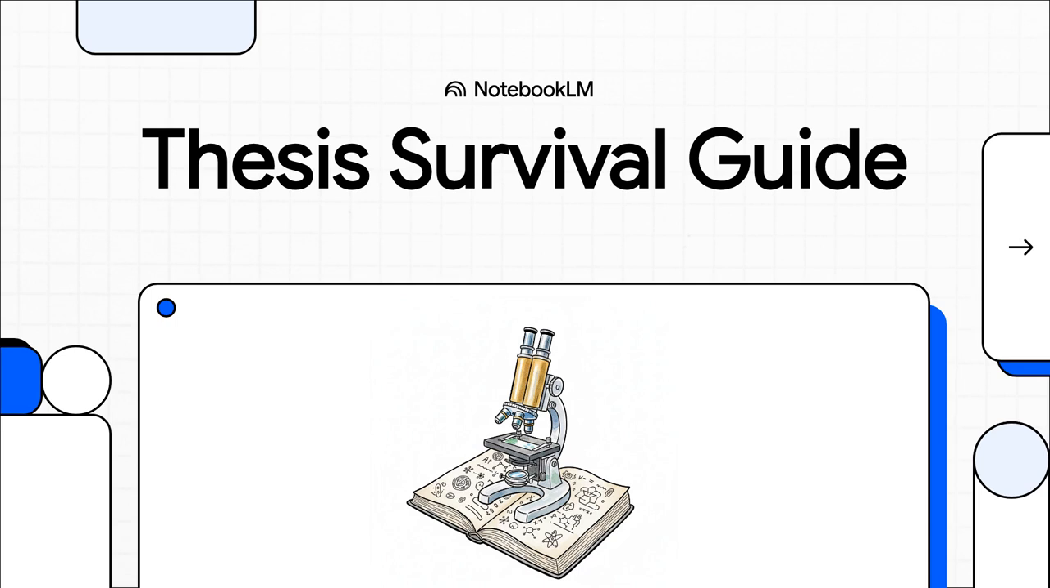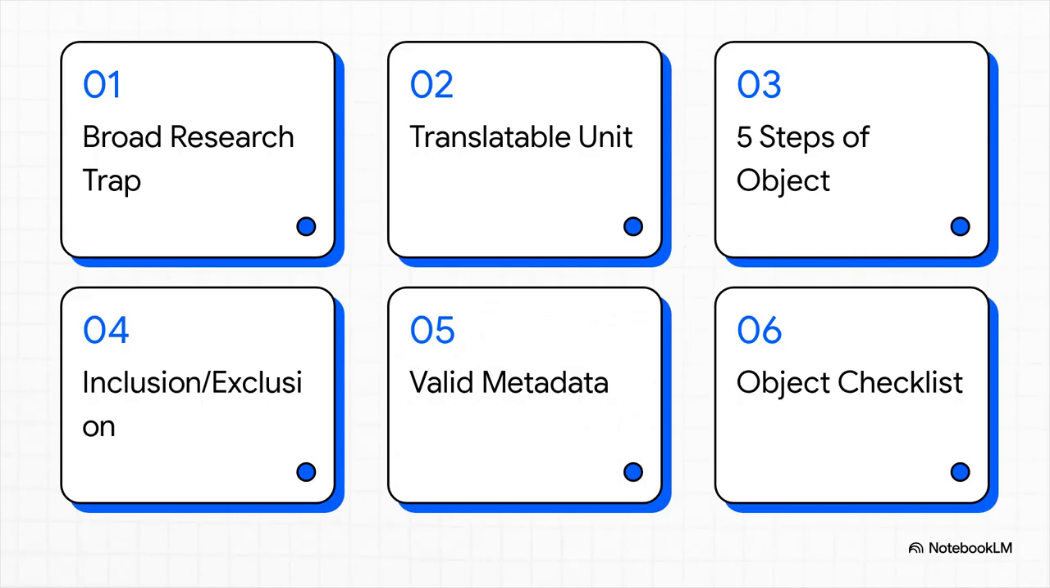Today, we're going to walk step by step through the process of unsticking your research by defining something called a translatable unit. We're going to take your messy, overwhelming ideas and transform them into a sharp, undeniable research object. All right, let's get to work. Okay, let's dive into this.